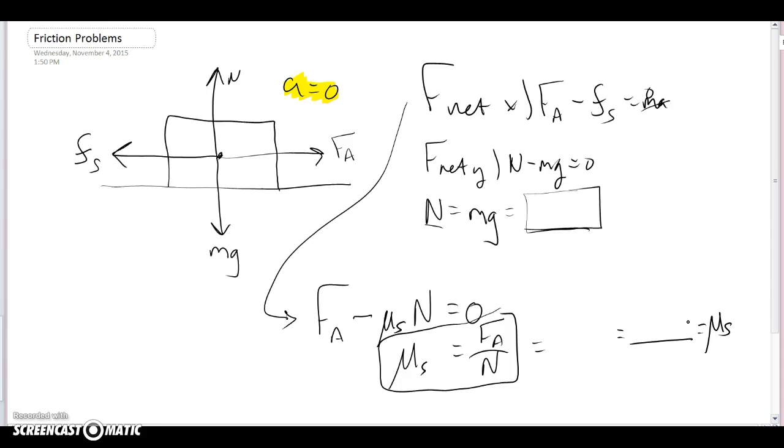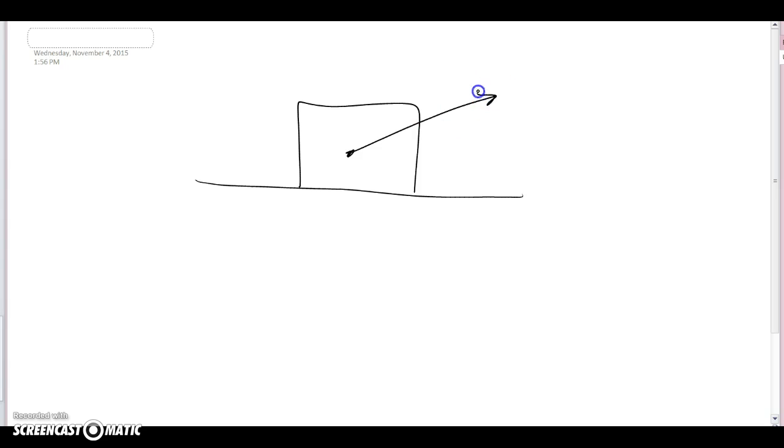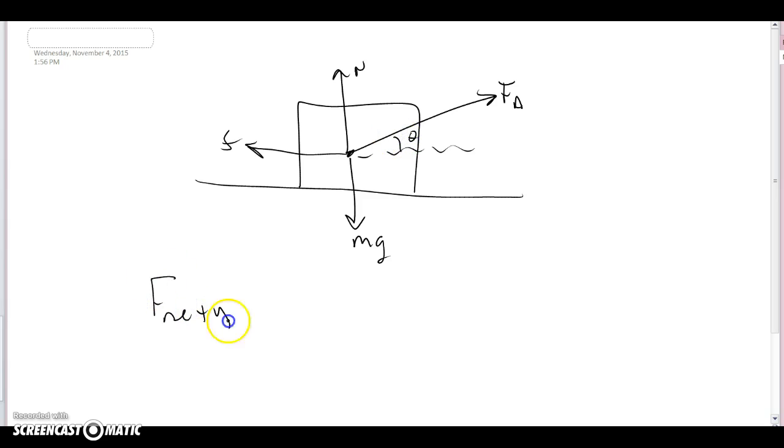Try not to fall into the habit, though, of always assuming that N minus mg is equal to 0 and that the normal force is equal to mg. Remember yesterday when I gave you this problem, and I asked you to write the x equation. Well, if we were to write the y equation for this, it would look like this.